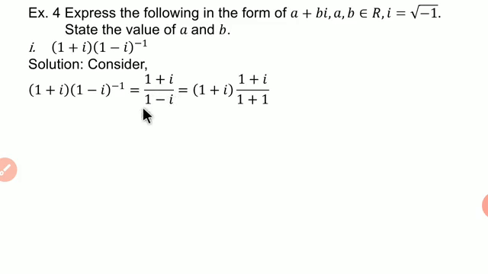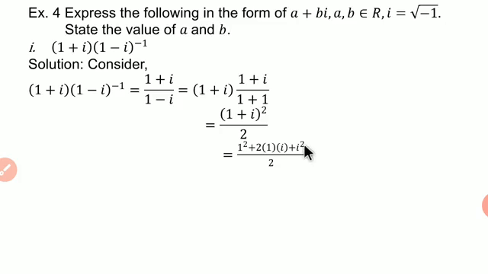Now again 1 upon 1 minus i is 1 plus i upon 1 square plus 1 square. It is 1 plus 1. So we get 1 plus i multiplied by the value of 1 upon 1 minus i, which is 1 plus i divided by 1 plus 1. So it is equal to (1 plus i) bracket square divided by 2. Now open this square. It is equal to 1 square plus 2 into 1 into i plus i square divided by 2. Now since i is equal to square root of -1, therefore i square is -1.